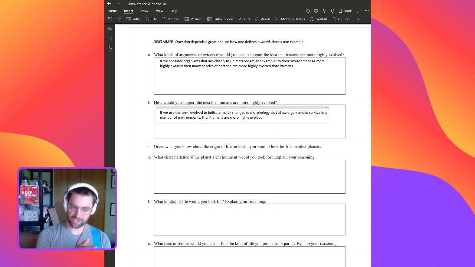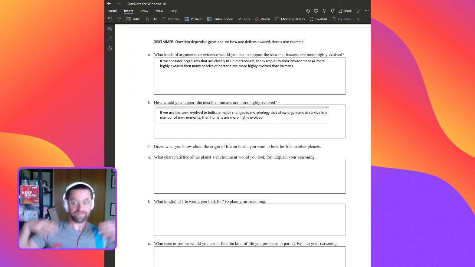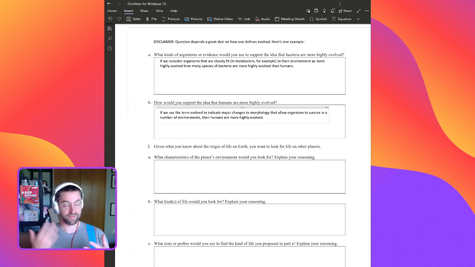So bacteria are really specialized in their specific niches. We could say that that is a higher degree of evolution. Humans are more adaptable to various environments within certain parameters. We could say that then humans are more highly evolved.